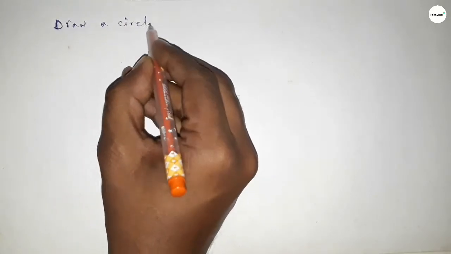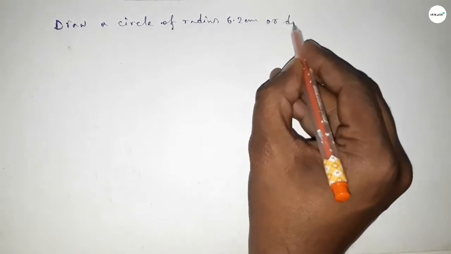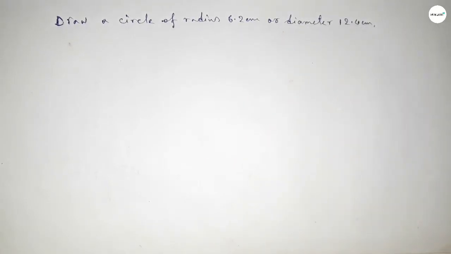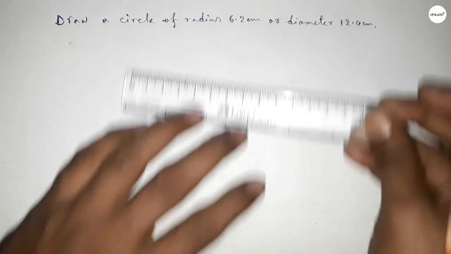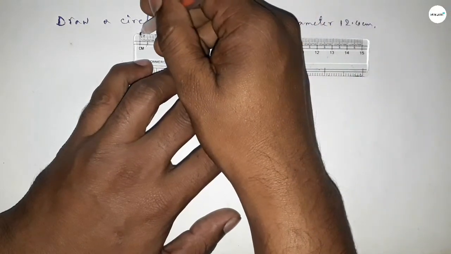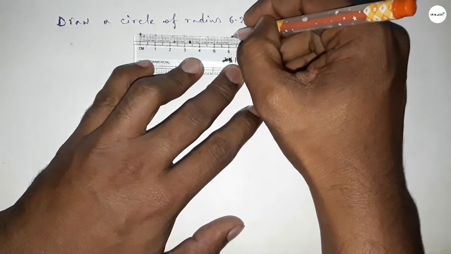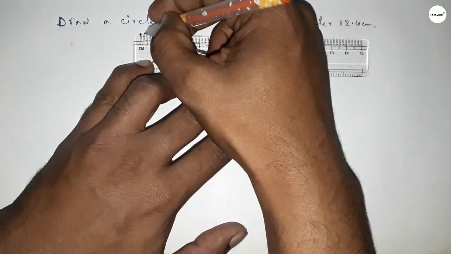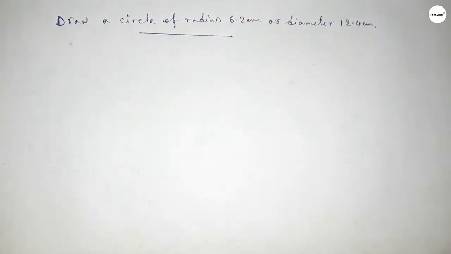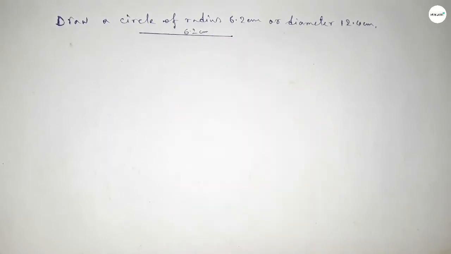Today in this video we have to draw a circle of radius 6.2 centimeter or diameter 12.2 centimeter. So let's start the video. First of all, we have to draw here a length 6.2 centimeter. So this is 1 2 3 4 5 6 and this is 6.2, and we know that radius of the circle is equal to half of diameter of the circle, and this is 6.2 centimeter.